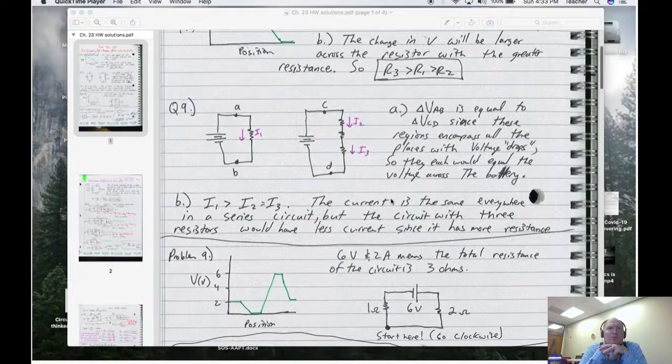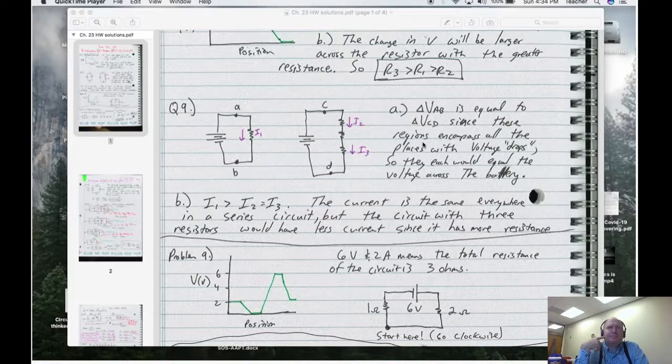All right, we'll do one more here. Number 9, it's asking you to figure out how the potential difference from A to B compares to the potential difference from C to D. And it told you that these were the same batteries. Each resistor was identical. So there's 3 resistors in this circuit, 1 resistor in this circuit. So the potential difference across A, B, and C, D has got to be the same, since those regions encompass all the places with voltage drops or resistance.